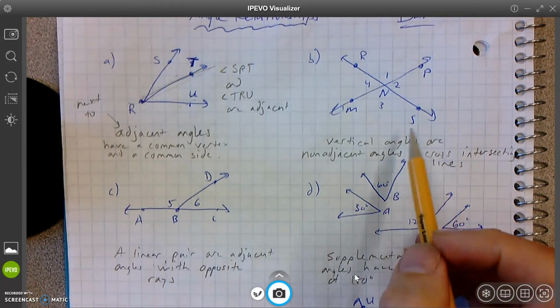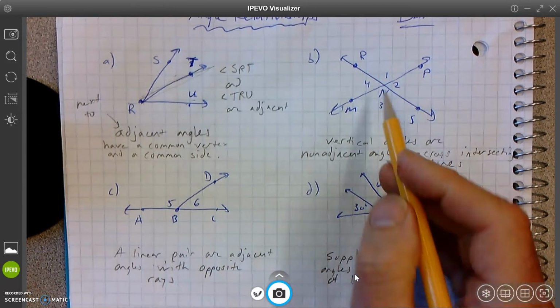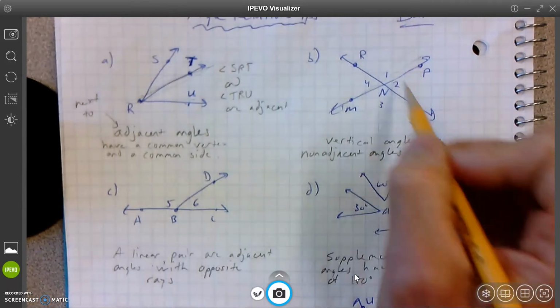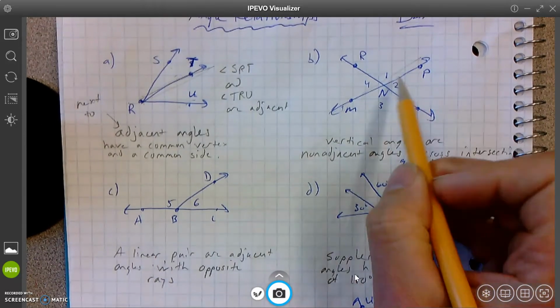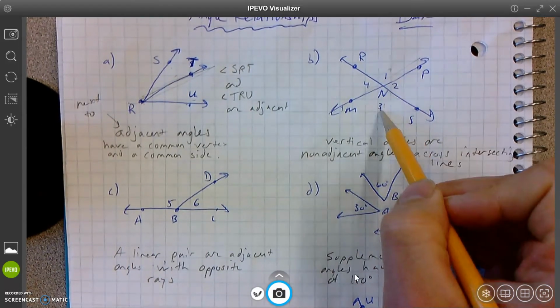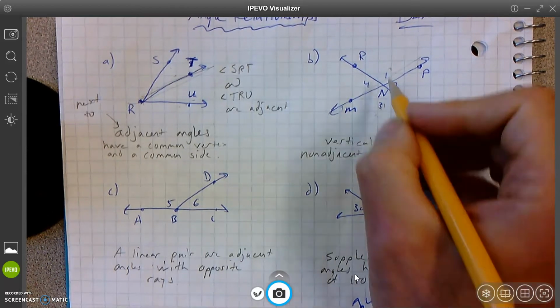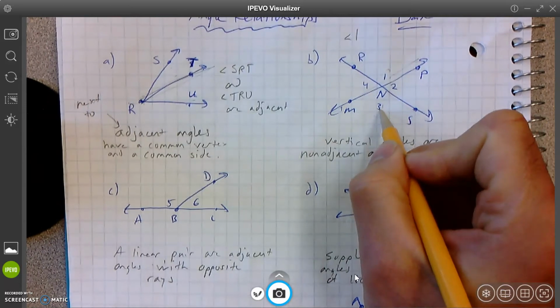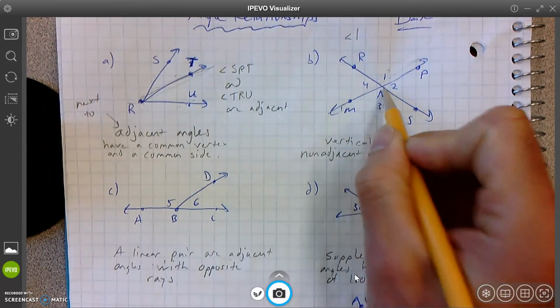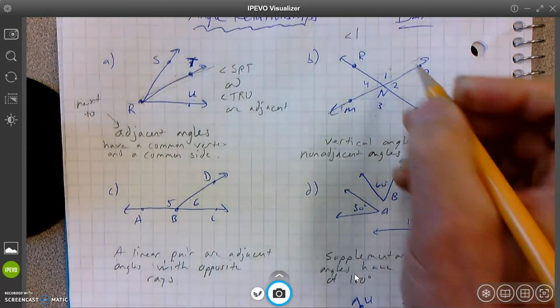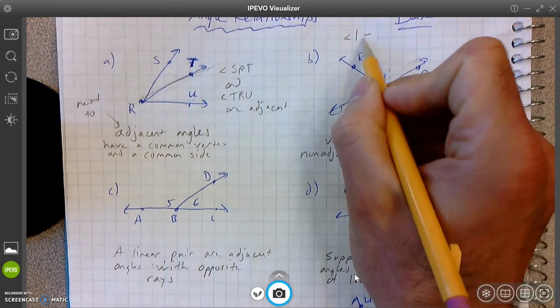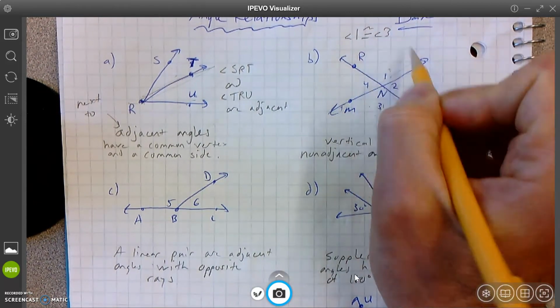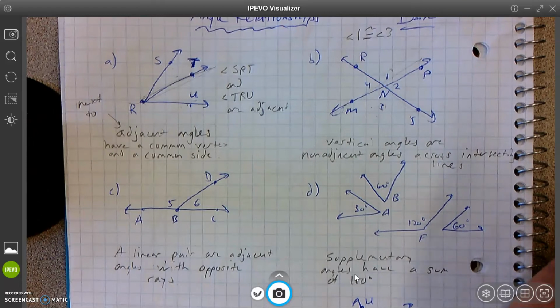All right, vertical angles. These are very important. So when you see an X like this, so you see intersecting lines, the non-adjacent angles, so it means the ones across from each other, are vertical. So in this case, angle 1 and angle 3, you can say M and S, but I'm just going to say angle 3 because that's quicker, is actually congruent to angle 1. So vertical angles are congruent.